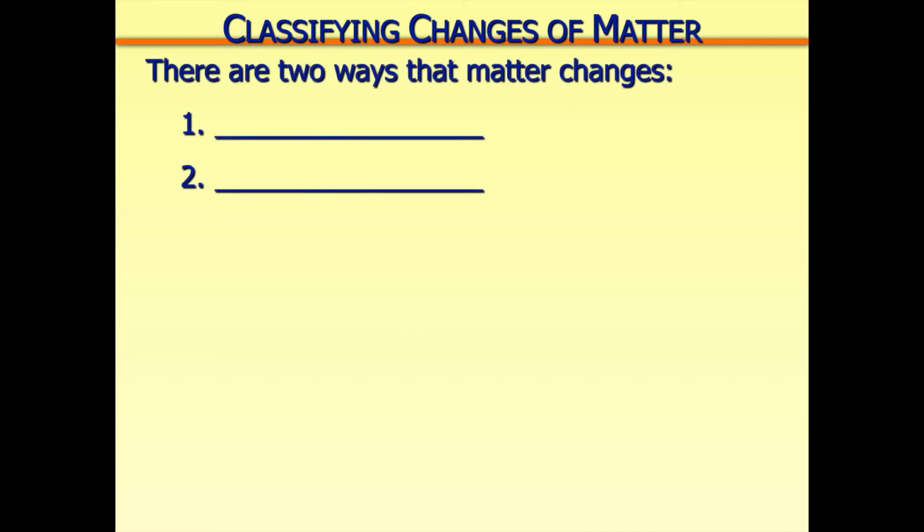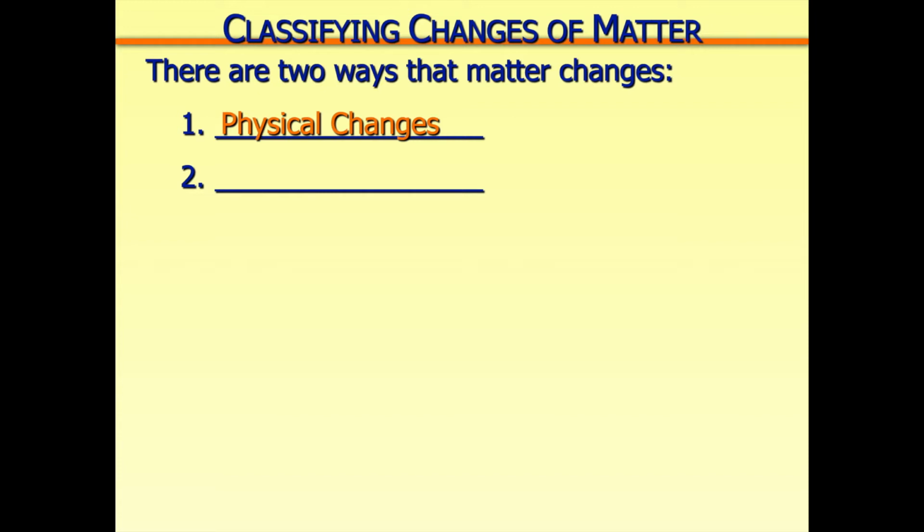So there's two ways that we can do that. Can you think of ways that we could change matter? Well, one way is to have something called a physical change happen. So what do you think it means to change something physically? Well, we're going to find out. I hope you made a prediction or a hypothesis about that.